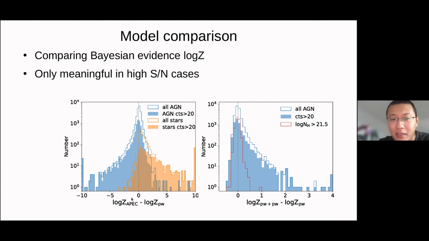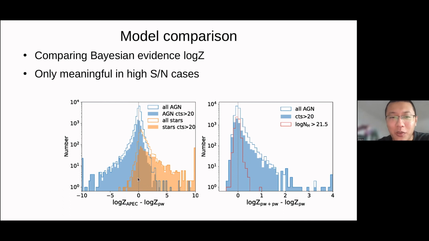Here, this figure compares the APEC model and a power law model. Based on the property of the multi-band counterparts, we divided the sources into AGN, which are the blue sources, and the stars, which are the orange ones. We can see that some stars show a large difference between these two, and they favor the APEC model rather than a power law model. And some AGN favor the power law model rather than the APEC model.